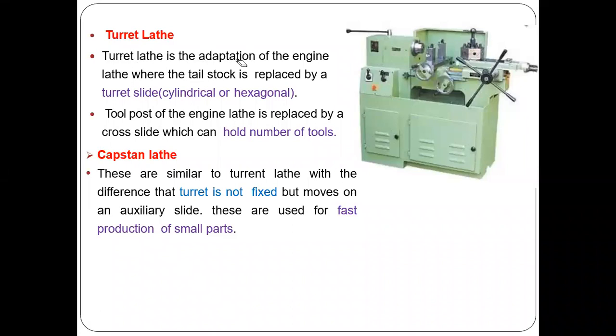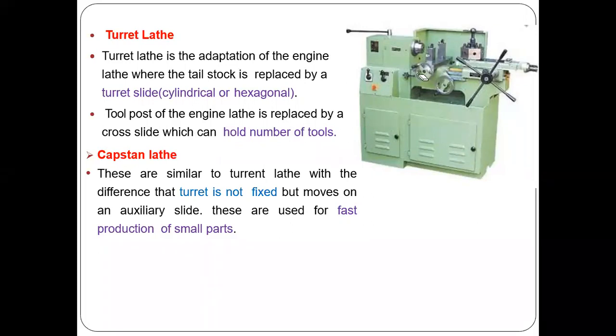The turret lathe is an adaptation of the engine lathe, where the tailstock is replaced by a turret slider. This turret is normally cylindrical or hexagonal, and sometimes pentagonal or octagonal turrets also exist. But the most popular turrets are cylindrical or hexagonal. The tool post of the engine lathe is replaced by a cross slide. Previously there was a tool post, and now the tool post is replaced by a cross slide.